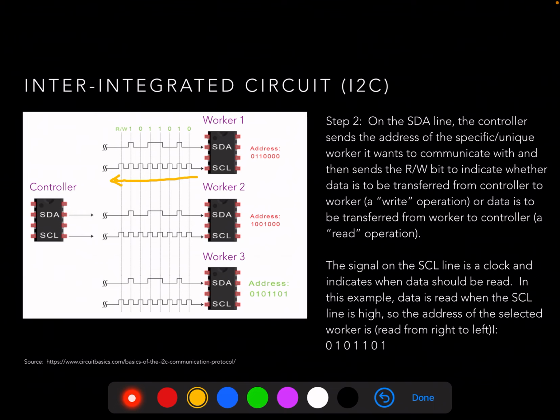In this case, our address, again time going from right to left, reading from right to left, is going to be 0101101, which indicates that worker number 3 is going to be involved in the communication of this message. Since the read-write bit is low, that indicates that we're going to have a write operation and that the controller is going to be sending information to worker 3. Now once this address frame is transmitted, workers number 2 and number 1 just ignore what's going on both the SDA and SCL lines.